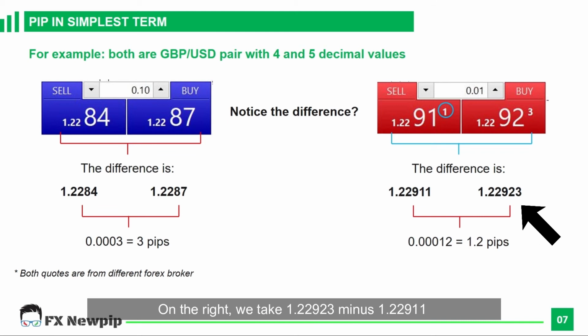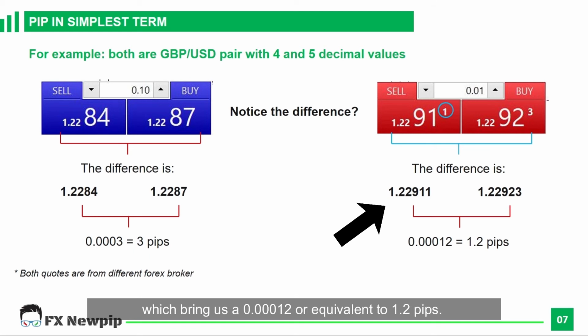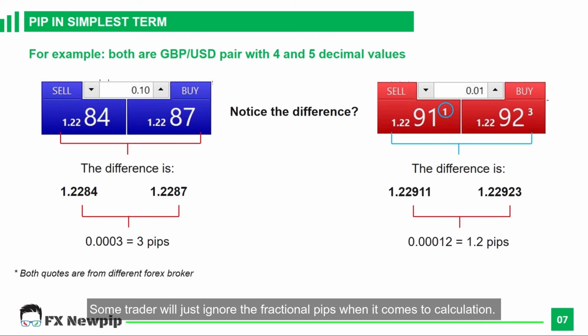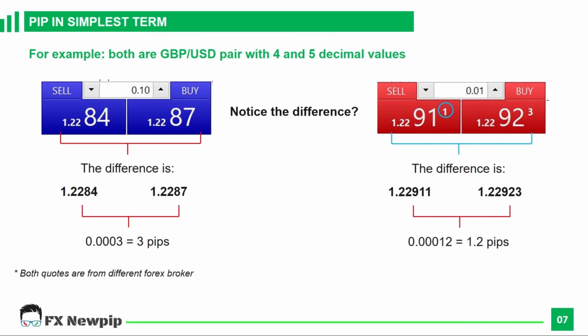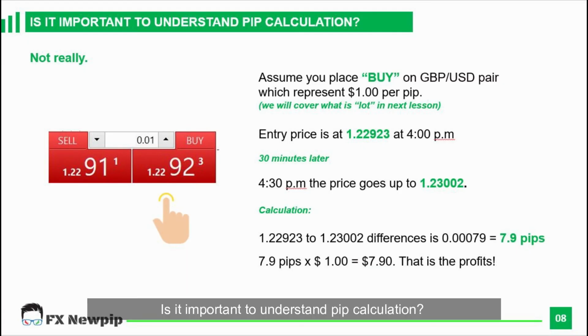On the right, we take 1.2293 minus 1.22911, which brings us 0.00019 or equivalent to 1.9 pips. Here you will notice 0.00019 is 5 digits. Some traders will just ignore the fractional pips when it comes to calculations. Is it important to understand pip calculation? Not really. As long as you know how much the pip value is in your account, that is good enough.